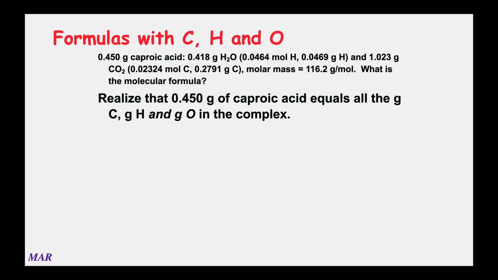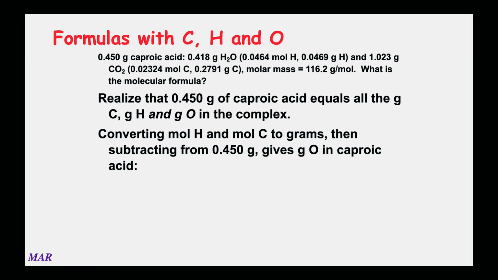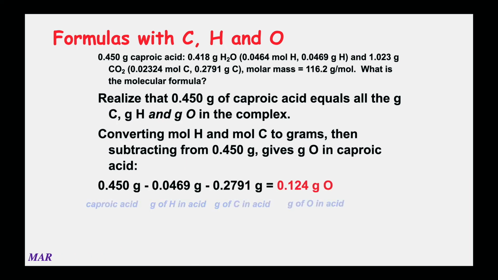Anyway. So 0.450 grams caproic acid is all of the C, H, and O, and specifically all the grams carbon, hydrogen, and oxygen in the caproic acid. So if we know that caproic acid has 0.0469 grams of hydrogen and 0.2791 grams of carbon, which we got, by the way, from the CO2 and water converted over, then the difference is going to be grams of oxygen. So you can see what we did here, 0.450 grams, the grams of everything, minus grams of hydrogen, minus grams of carbon, 0.124 grams of oxygen. And that, my friends, is the grams of oxygen in the caproic acid.